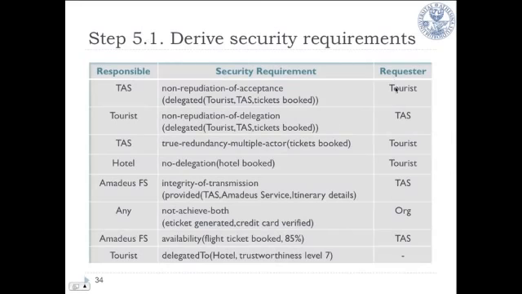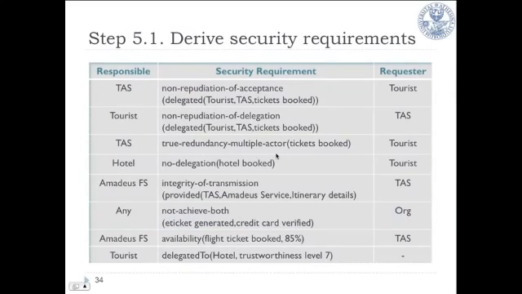The tourist is the requester actor who's requesting non-repudiation of acceptance because it wants the travel agency service to not deny that it has accepted this delegation. So the TAS is the one responsible for satisfying this requirement. Similarly, if the TAS has expressed a non-repudiation of delegation, so the tourist cannot deny it has actually delegated this goal, then the tourist is responsible to satisfy this requirement.